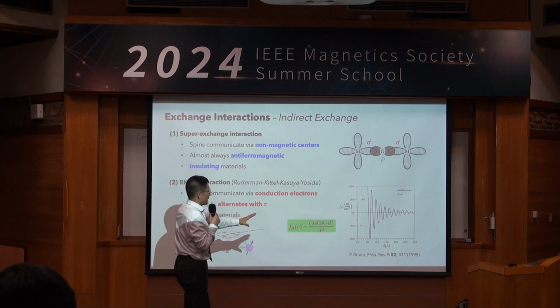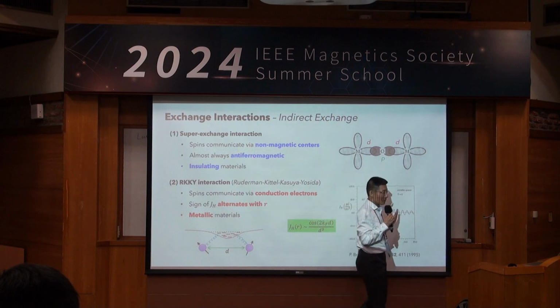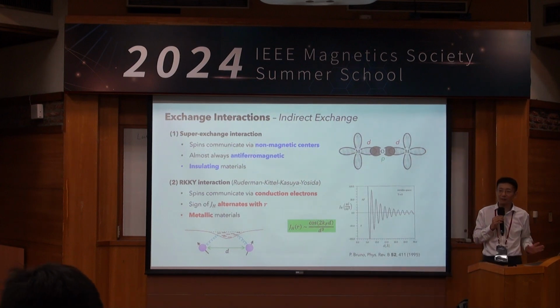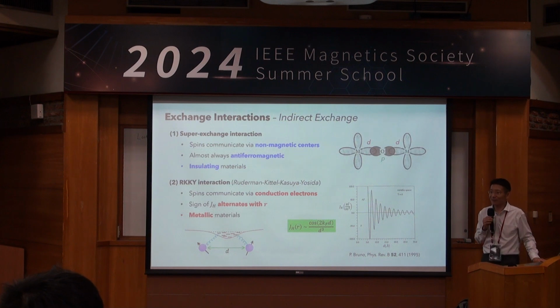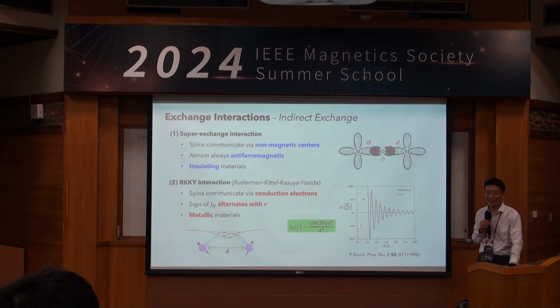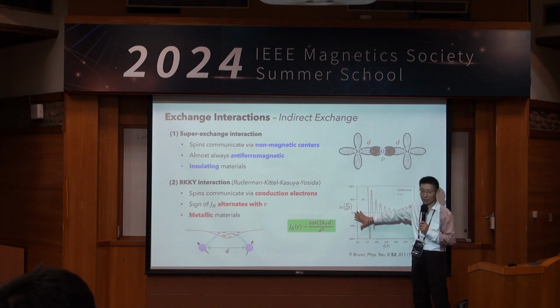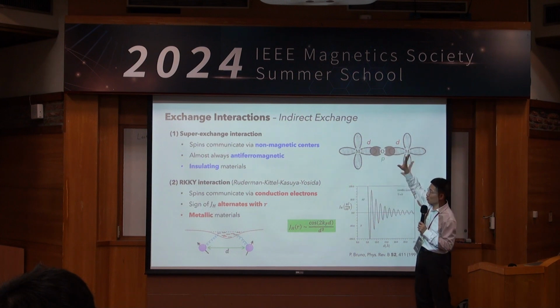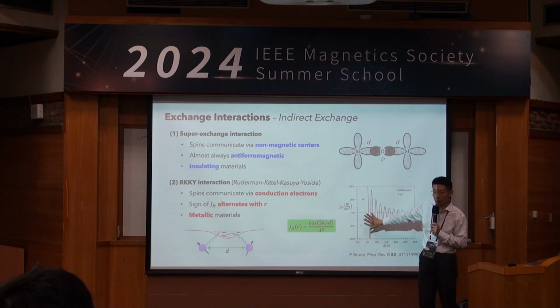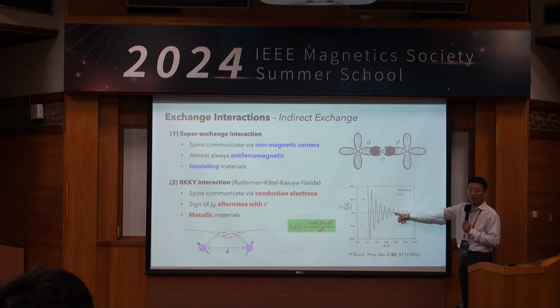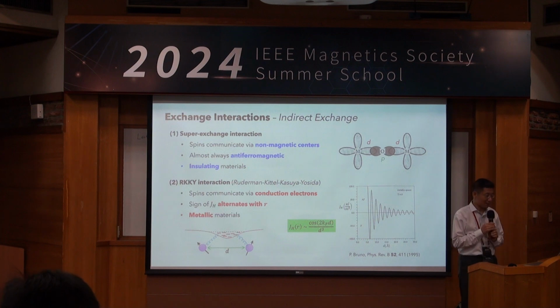So the magnetic interaction for the RKKY mechanism sensitively depends on the interatomic spacing, which also indicates a strong coupling between the lattice vibration and the magnetic oscillation, or magnon-phonon interaction. Okay, so this is for the RKKY. Once again, two types of indirect exchange. The superexchange is almost always antiferromagnetic in insulating materials, while the RKKY is in metals, and it's not always antiferromagnetic. It could easily turn the sign depending on the atomic spacing.